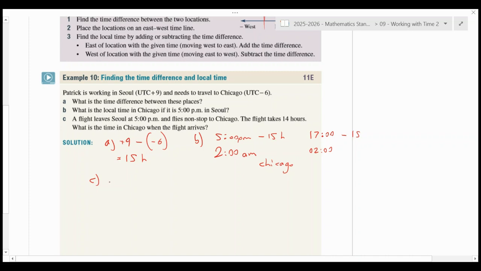All right, so that means in Seoul, I'm going to use 24-hour time, it was 1700. We've already worked out from this question here that in Chicago, that is 0200. Now, it has travelled for 14 hours, so we have to add 14 onto that, which will give us 1600 hours, which we can then convert, if we would like, to 4 p.m. And so the time in Chicago is 4 p.m.